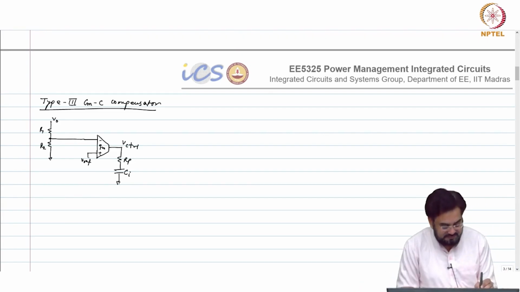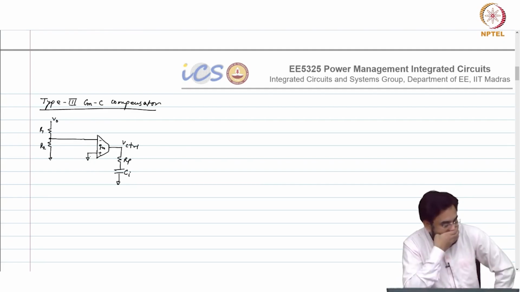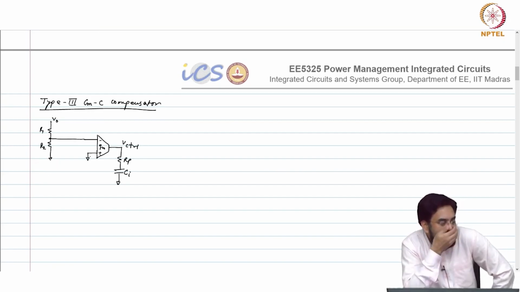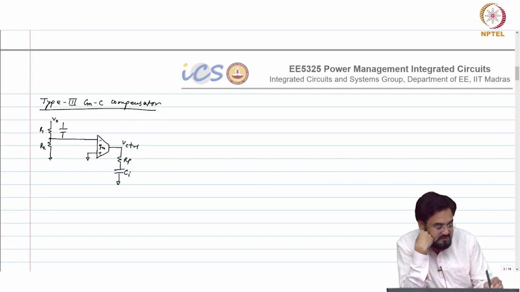So we can make it ground. So now, in order to convert this to type 3, what do I need? Second 0. How can I add second 0 here? Can I do it by simply adding one cap? If I add a cap here, what will happen?